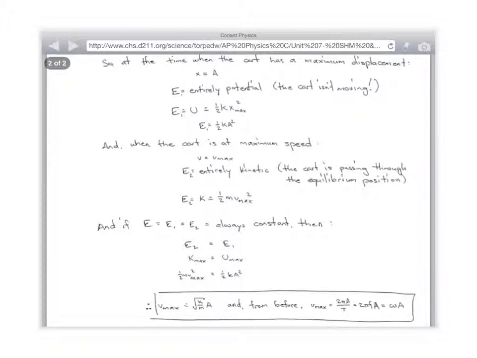which is very different than saying 1/2 m v squared equals 1/2 k x squared. Do you see the difference? The difference is in the subscripts. Does that make sense? All right.